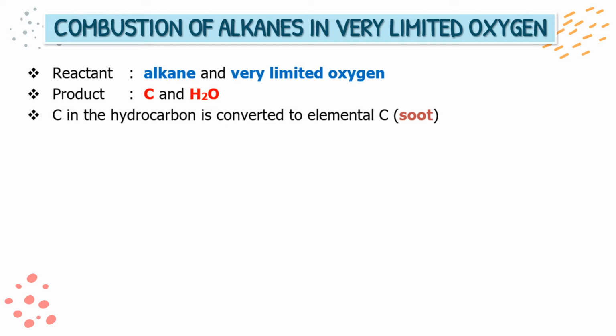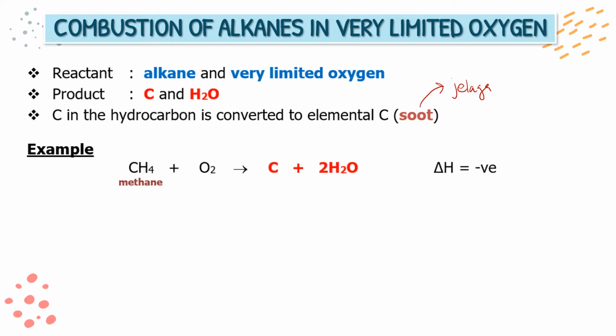So, kalau dalam bahasa Melayu, soot ni adalah jelaga. Ataupun kalau awak bakar, sometimes awak pembakaran, ada benda macam warna hitam-hitam. Okay, itu adalah hasil daripada pembakaran tak lengkap. Okay, incomplete combustion, where we get soot as our product. Okay, so example dekat sini, okay, inilah combustion of methane in very limited oxygen, kita akan dapat soot.